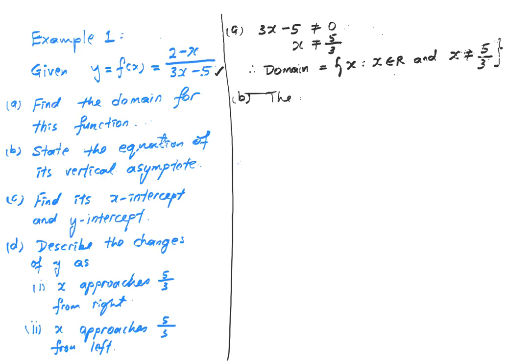You get me? So therefore, state means you look, you get the answer. The vertical asymptote is, you must write down x equal to 5/3. Equation always write as improper fraction.